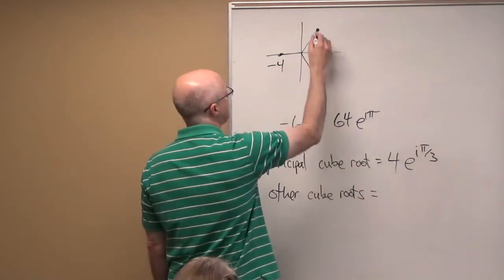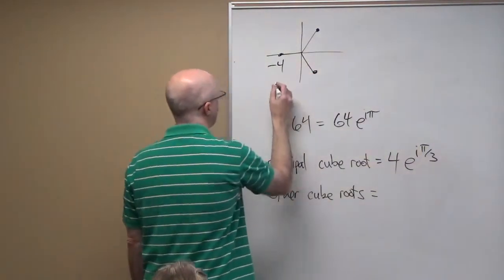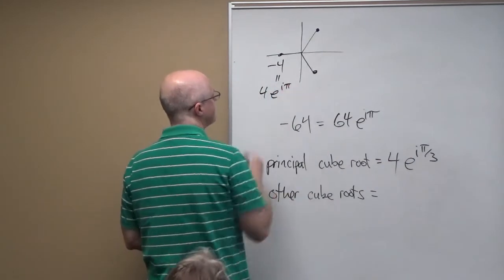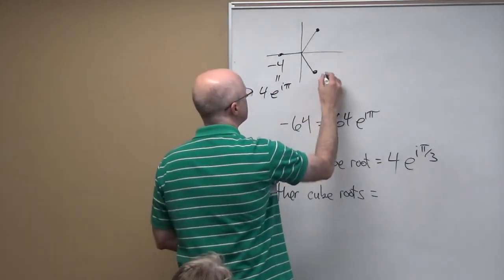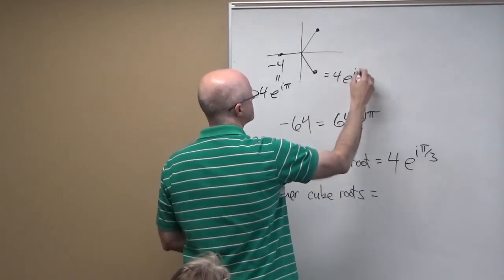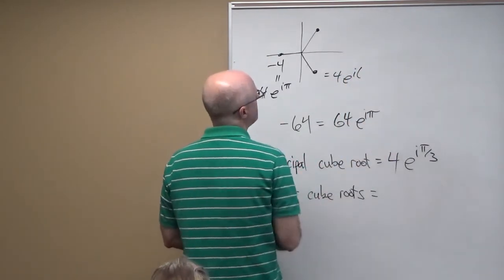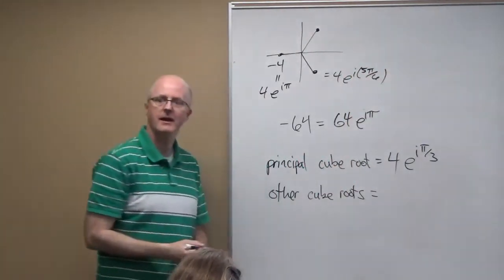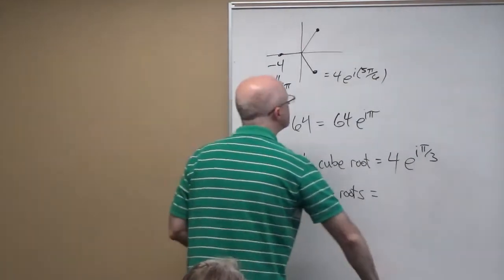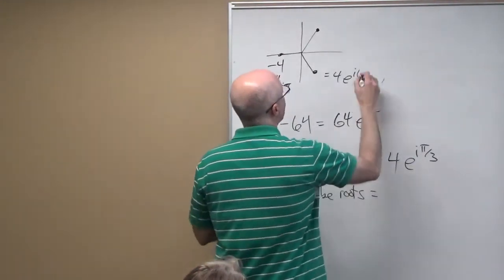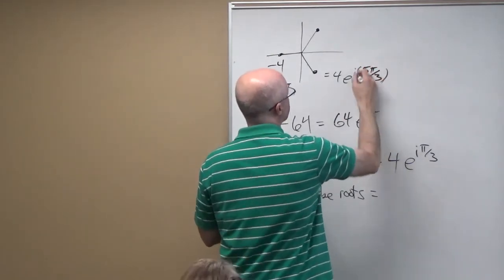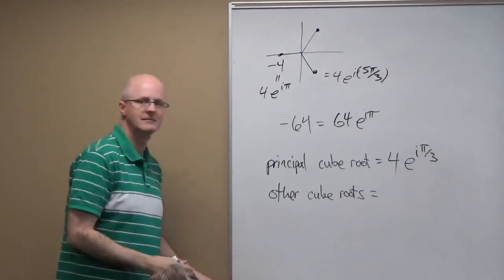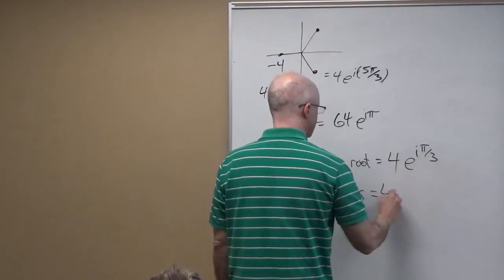And the other one would be the complex conjugate of this one down there. Negative 4 would be, in polar form, 4 e to the i pi. And this one would be 4 e to the i times either negative pi over 3, or you could also write it as 5 pi over 3. Either way is okay. Yeah, 5 pi over 3, that's what I meant. So those are the other cube roots.